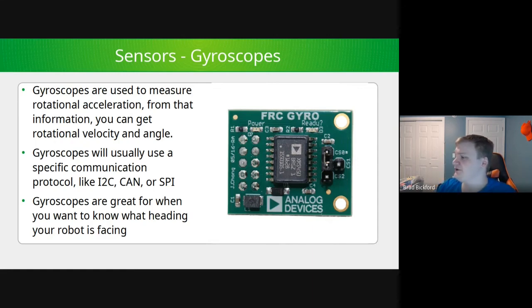Gyros tend to be used for figuring out which way your robot is facing on the field. And that's generally it. You could use a gyroscope to figure out what angle an arm is at, but at that point, you're over engineering an uncomplicated problem. So part of understanding sensors is knowing when certain sensors should be used and when certain sensors shouldn't.